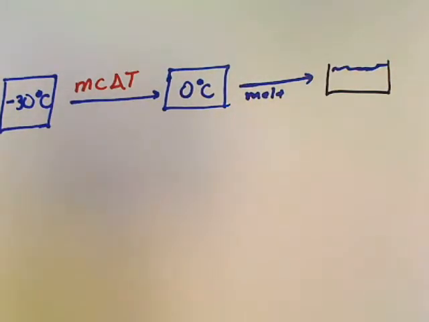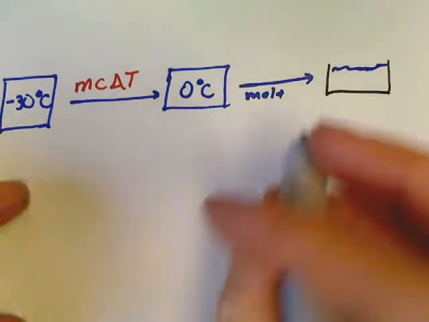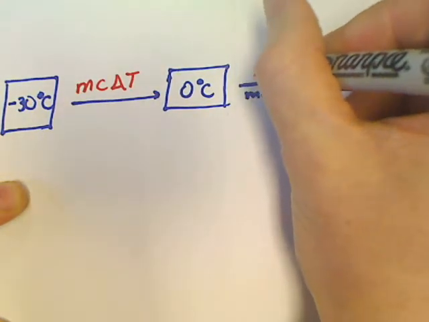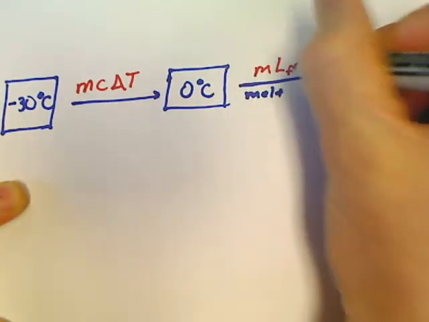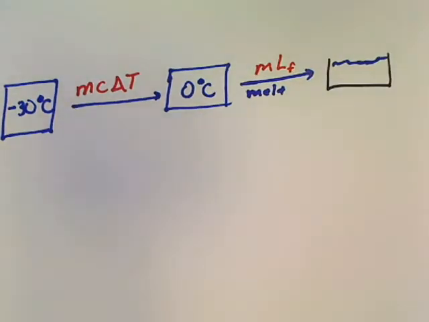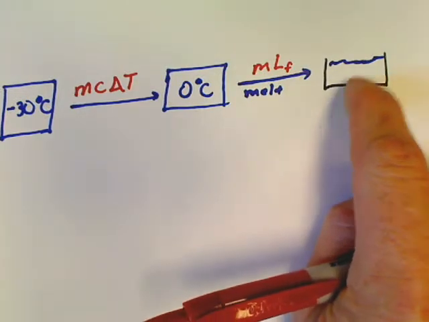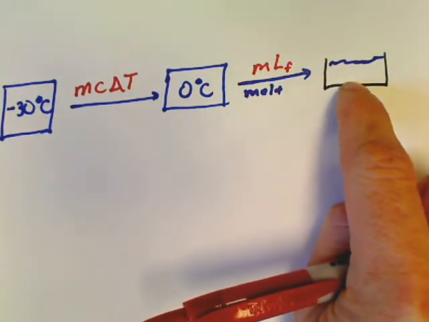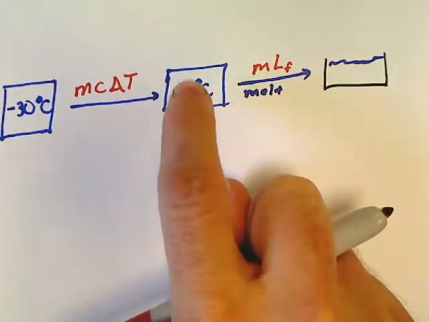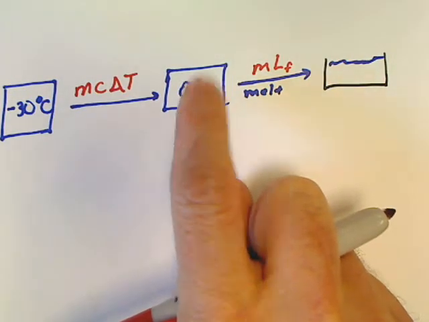Well, the cool thing is we've got an equation for melting something. If I want to melt something, the equation is MLF. So there's my equation for melting something. Now, this would be a good question: what's going to be the temperature of that water after it's been melted? Well, here's the ice. It's 0 degrees. I'm going to melt it.